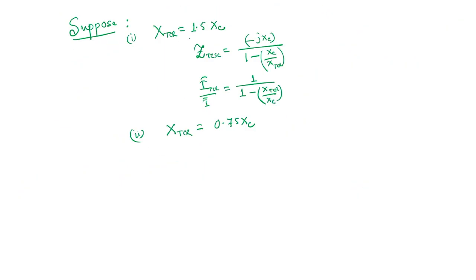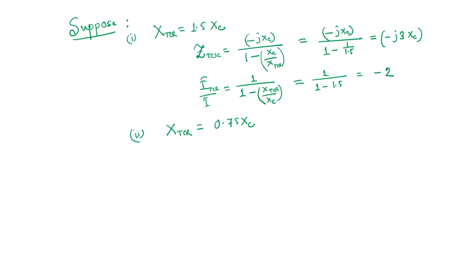Okay. So, if I now put these values, this will be equal to minus jX_C. Numerator will be as it is, denominator will be different. So, 1 minus X_C to X_TCR. So, this is basically 1 minus 1 divided by 1.5. Now, if you do this, this will come out to be minus j3X_C. And if you put over here, this will be 1 upon 1 minus X_TCR to X_C, that is 1.5. So, 1 minus 1.5 is minus 0.5. So, this is equal to minus 2.